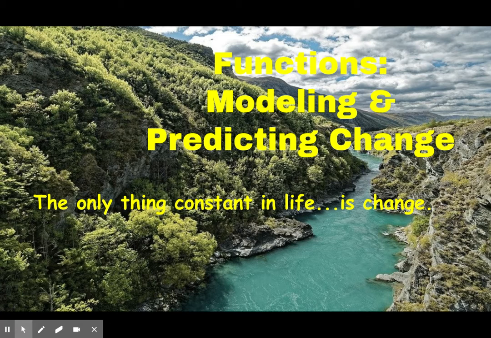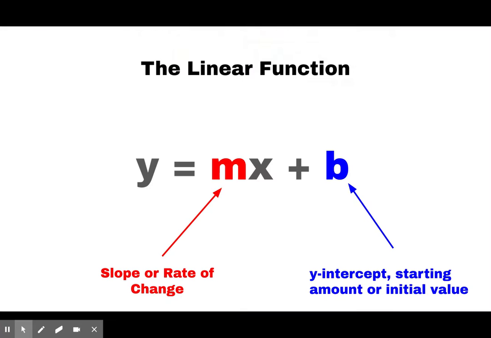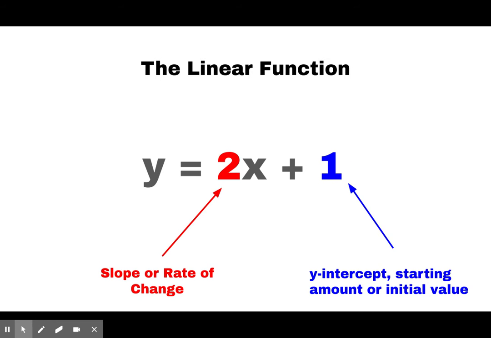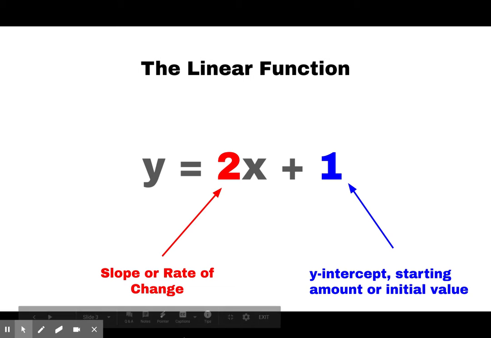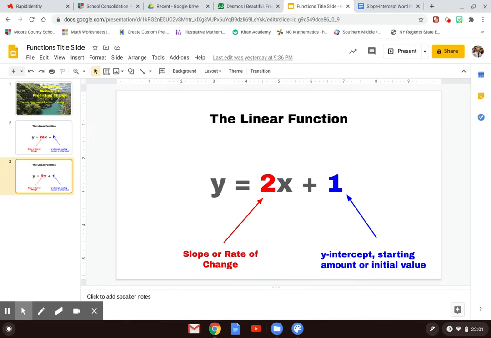And so, what we have been looking at over the past week or so is the linear function y equals mx plus b, where m is the slope or the rate of change, and b is your y-intercept, which is your starting amount or your initial value. Okay? And so, here's an example of what a linear function looks like that actually has numbers in it, where y equals 2x plus 1, where 2 is your slope or your rate of change. And of course, as you see, the y-intercept or the starting amount or the initial value is the number 1. And so this is what we learned yesterday.